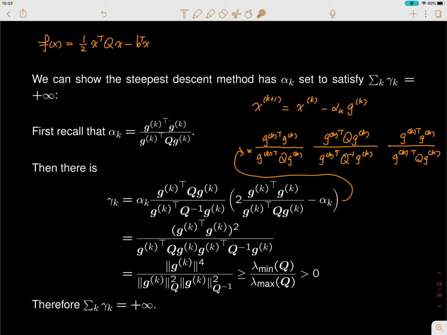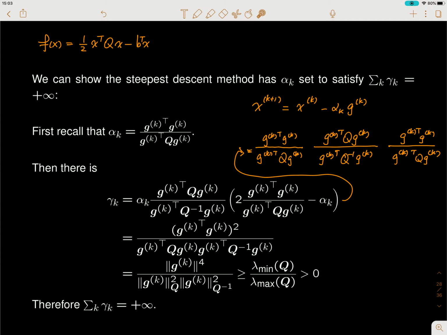Okay, so here, this means that this side is greater than or equal to this. So it's greater for any vector. So we plug in GK here. The squared Q norm of GK will be greater than or equal to this quantity. So that's how we got the first inequality, the first term here.